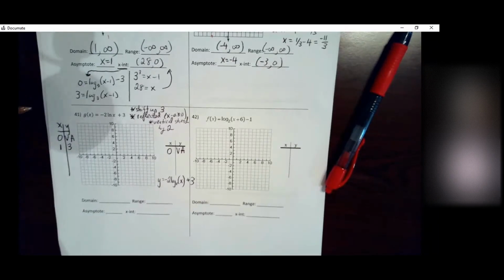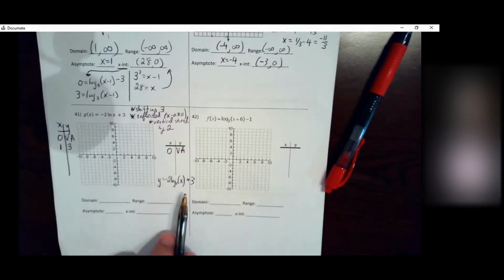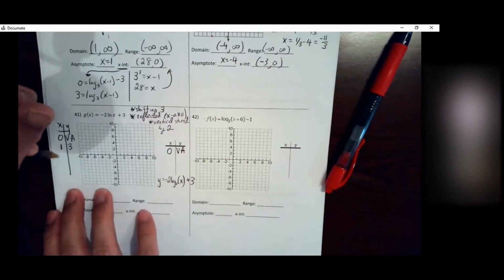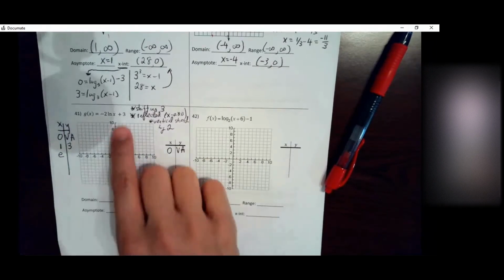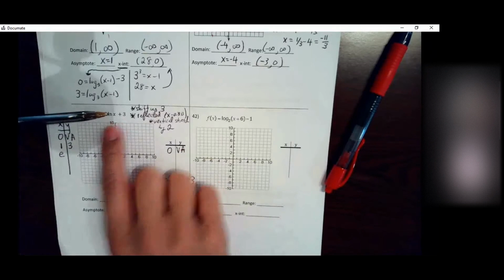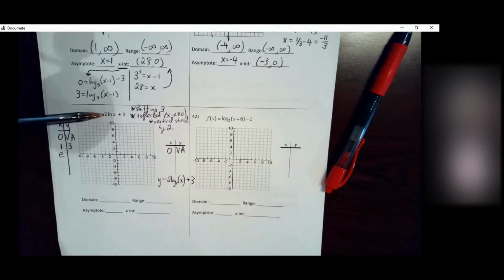And then when x equals e, y equals 1. So natural log of e is 1. 1 times -2 is -2. -2 plus 3 is 1.